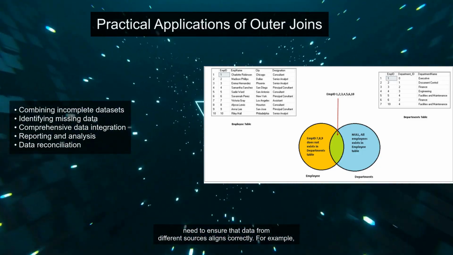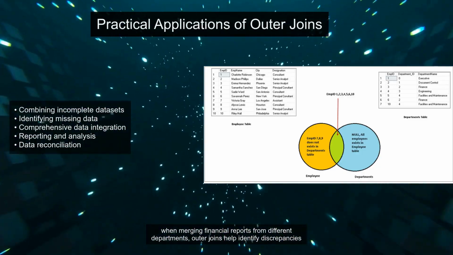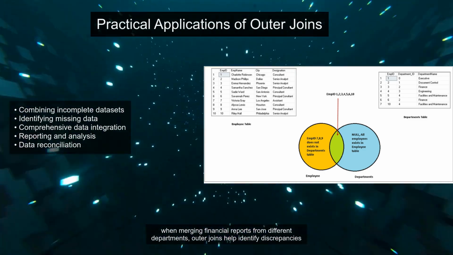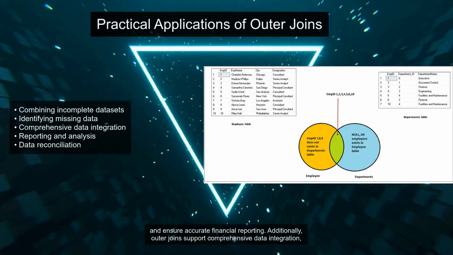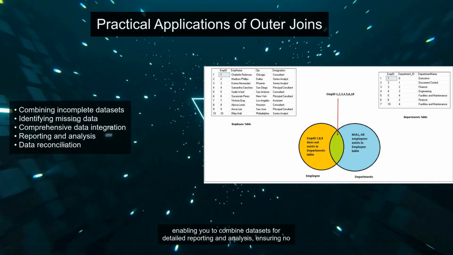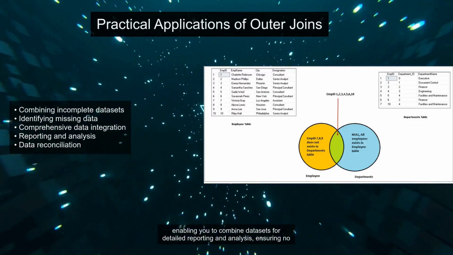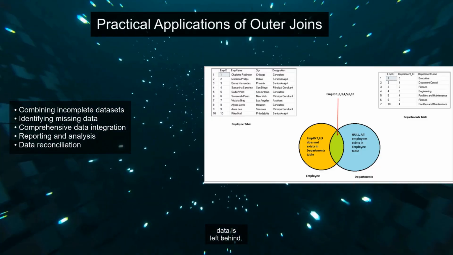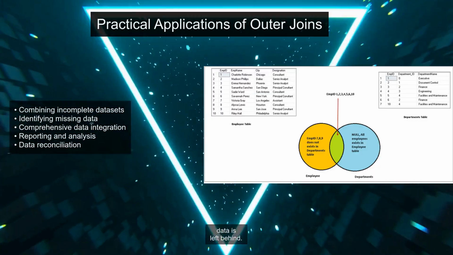Outer joins are also valuable in data reconciliation processes where you need to ensure that data from different sources aligns correctly. For example, when merging financial reports from different departments, outer joins help identify discrepancies and ensure accurate financial reporting. Additionally, outer joins support comprehensive data integration, enabling you to combine datasets for detailed reporting and analysis, ensuring no data is left behind.